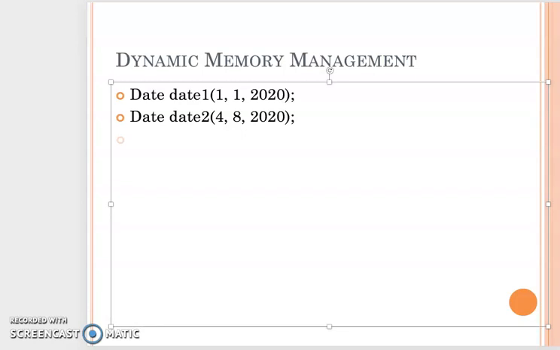Let's talk about dynamic memory management in C++. Earlier, we showed you how to create a date object. When we're using the date and the object name, we call the constructor function. For these two, we're actually using static memory to create the object.